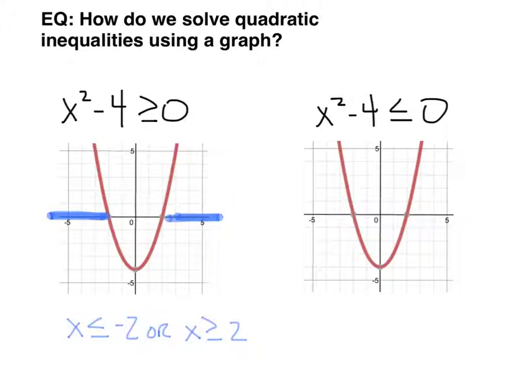Now the next case, here I'm looking for all of x squared minus 4 that is less than or equal to 0. So which part of this graph is below the x-axis? Well, right here. What x values are those? These x values and these x values, I can say, are between negative 2 and 2. So negative 2 is less than or equal to x, and x is less than or equal to 2.